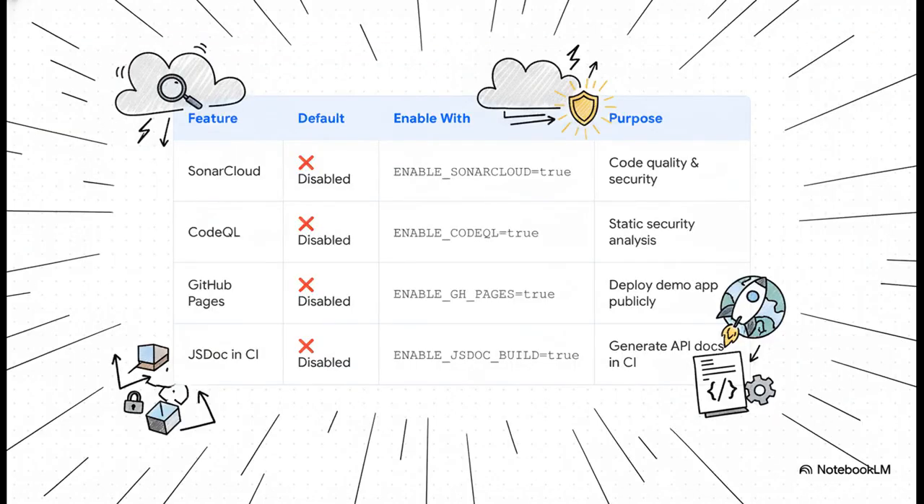And this table just shows how incredibly simple that opt-in system is. I mean, look at this. When your project grows and you're ready for something like SonarCloud, you just add a repository variable. Enable SonarCloud equals true. That's it. The workflow is already there, just waiting for you to activate it. It's the same simple toggle for deploying a demo to GitHub Pages or turning on advanced security scanning with CodeQL. It's a system that's literally designed to grow with you.